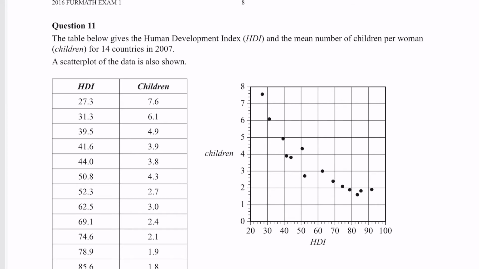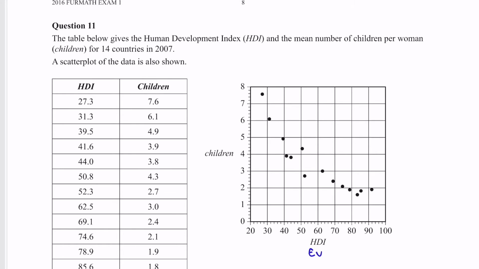Alright, question 11. The table below gives HDI and mean number of children per woman for 14 countries in 2007. Scatter plot the data shown. Okay, so firstly, when you see a table like this, what you want to go do is make sure you get your variables right.